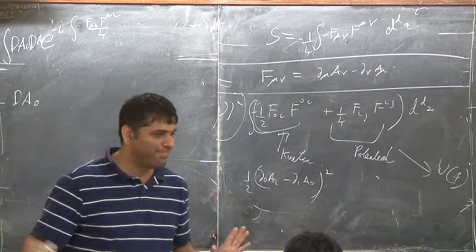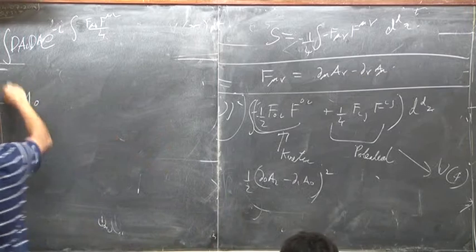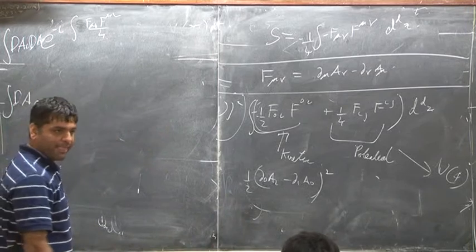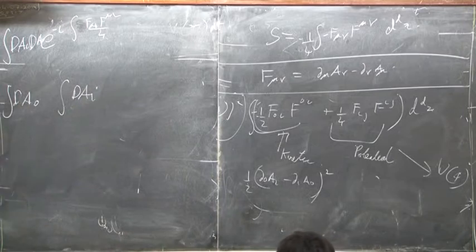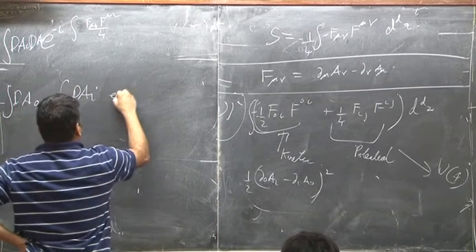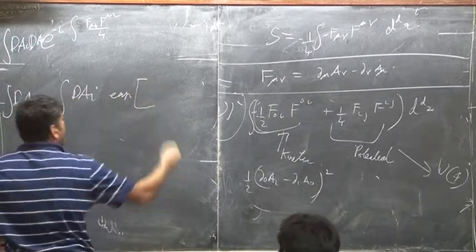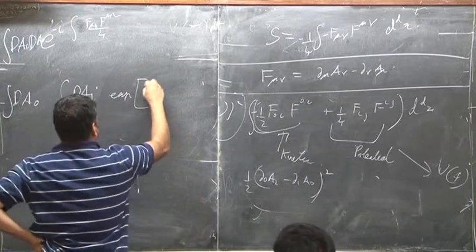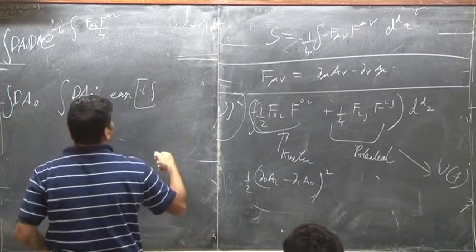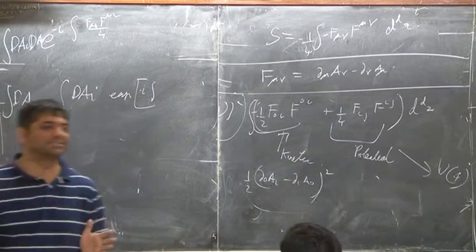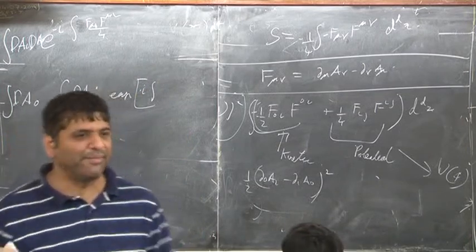So I think of it as the integral over A_0. Now it's the integral dA_i, exponential of i over h-bar, integral L. I've already said drop, but I'm not going to drop h-bars. Okay, we restore the damage.